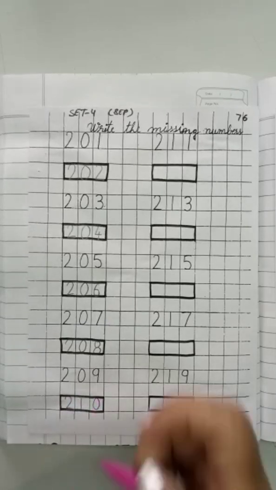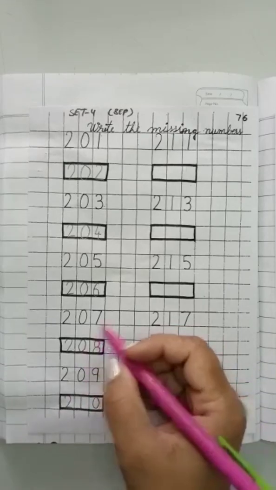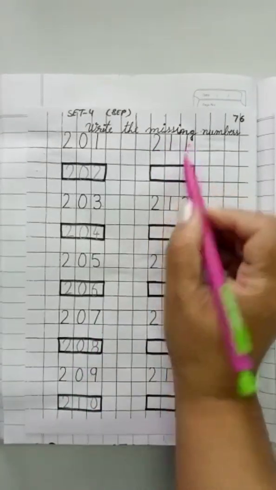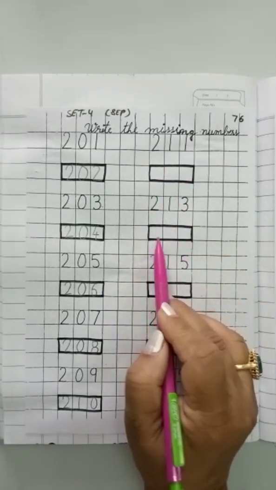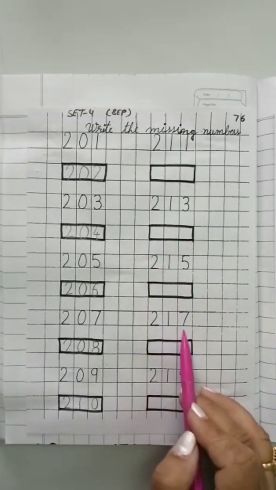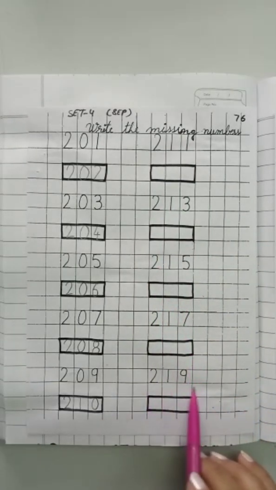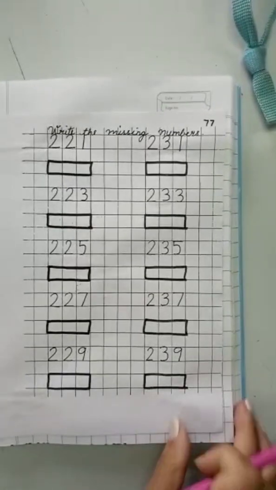Same way you have to read the number and see what is missing before the number. Okay, so 211, what will come here? 212. 213, what will come here? 214, 215, 216, 217, 218, 219 and 220. Same way you have to do the next worksheet.